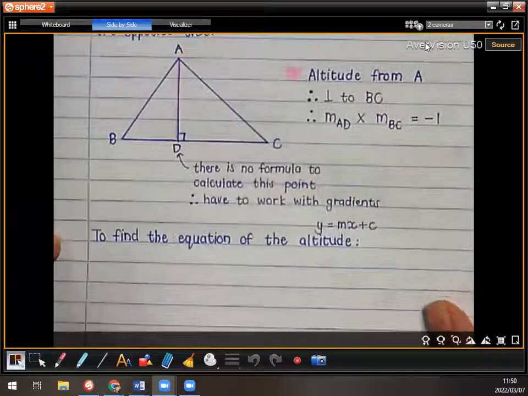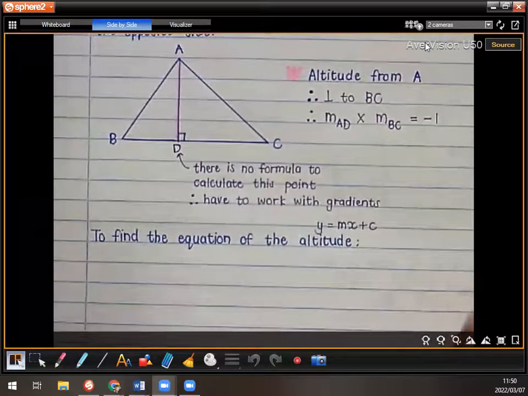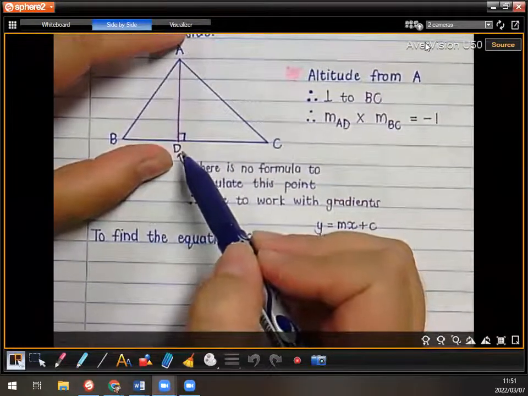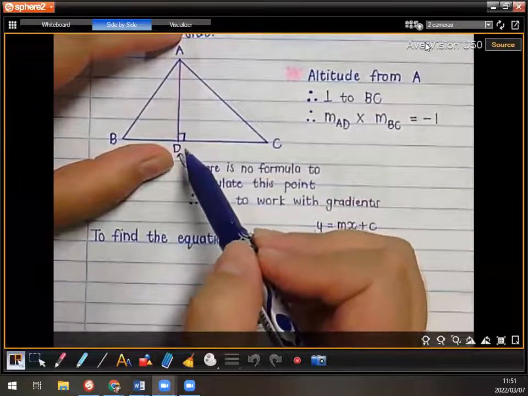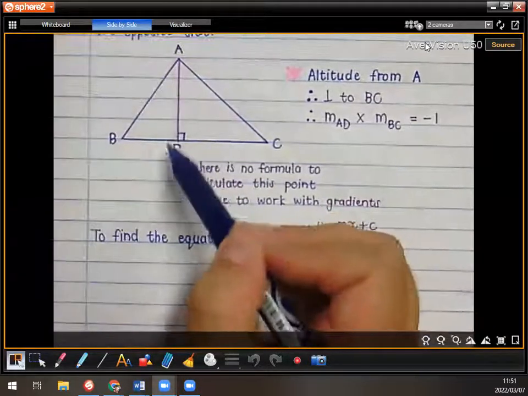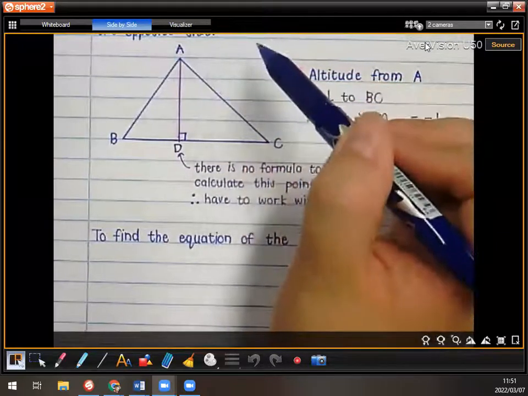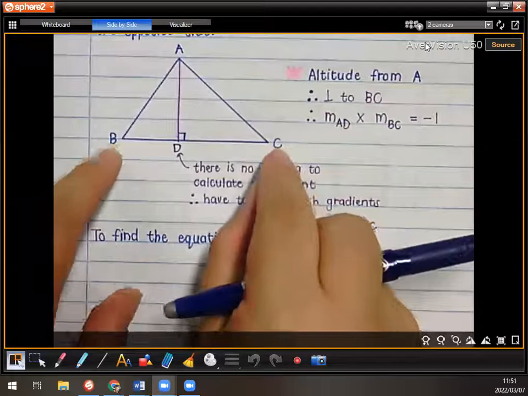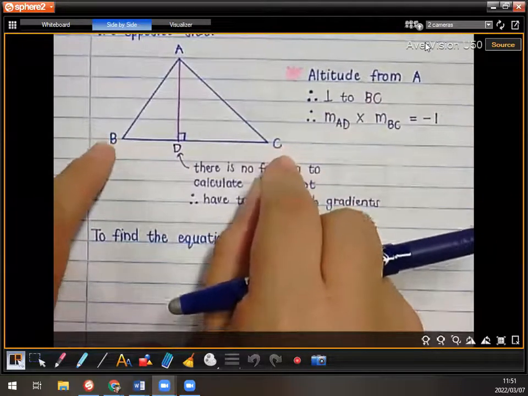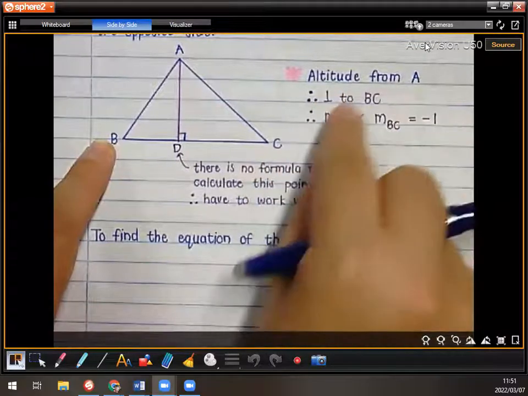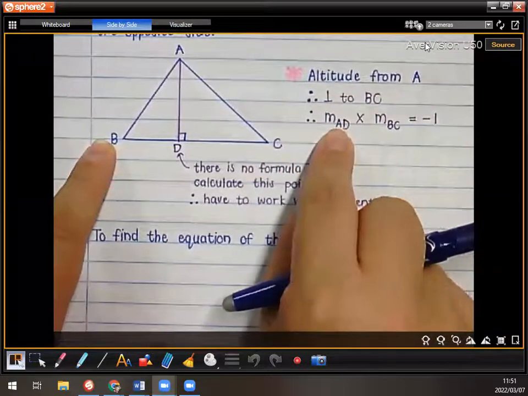Remember, guys, to use the gradient formula, what do we need? Change in y over change in x. We need 2 points. Like I said originally, there's no way to find this point, so unfortunately we can't just use change in y over change in x because we're not going to have point D. We only have point A, that's the one that's given. So what we're going to have to do is find the gradient of BC, the gradient of the opposite side, and then use this formula to actually find the gradient of the altitude.